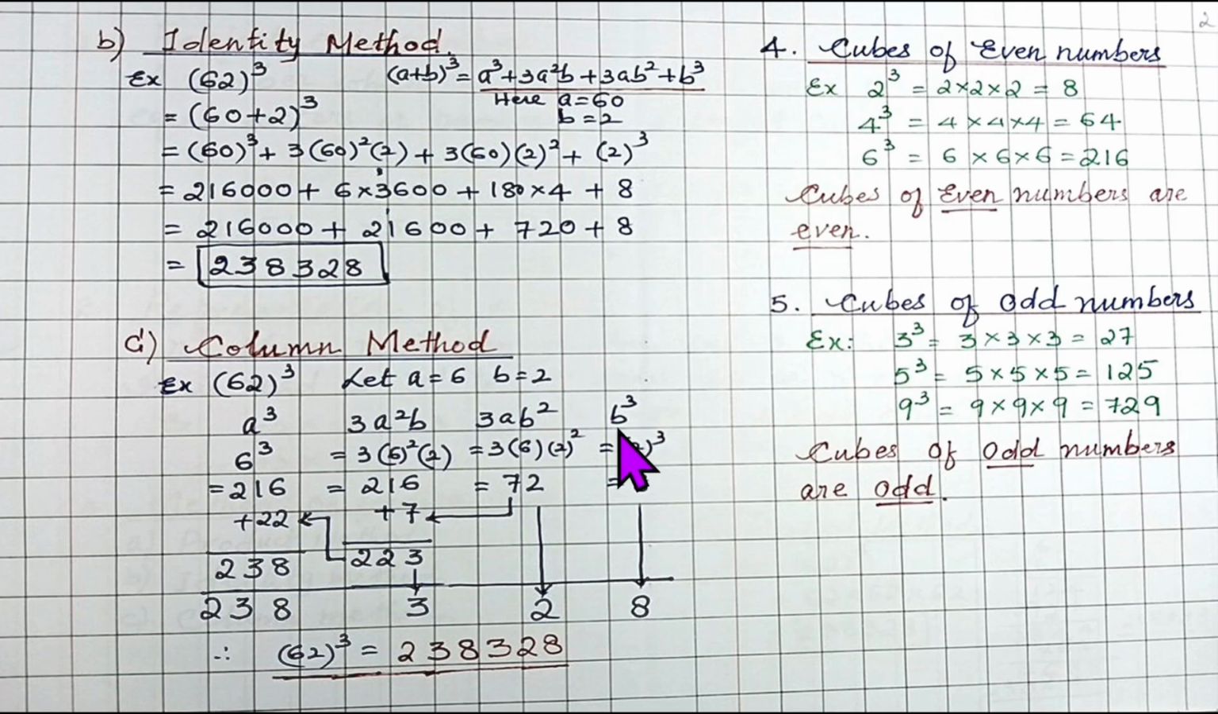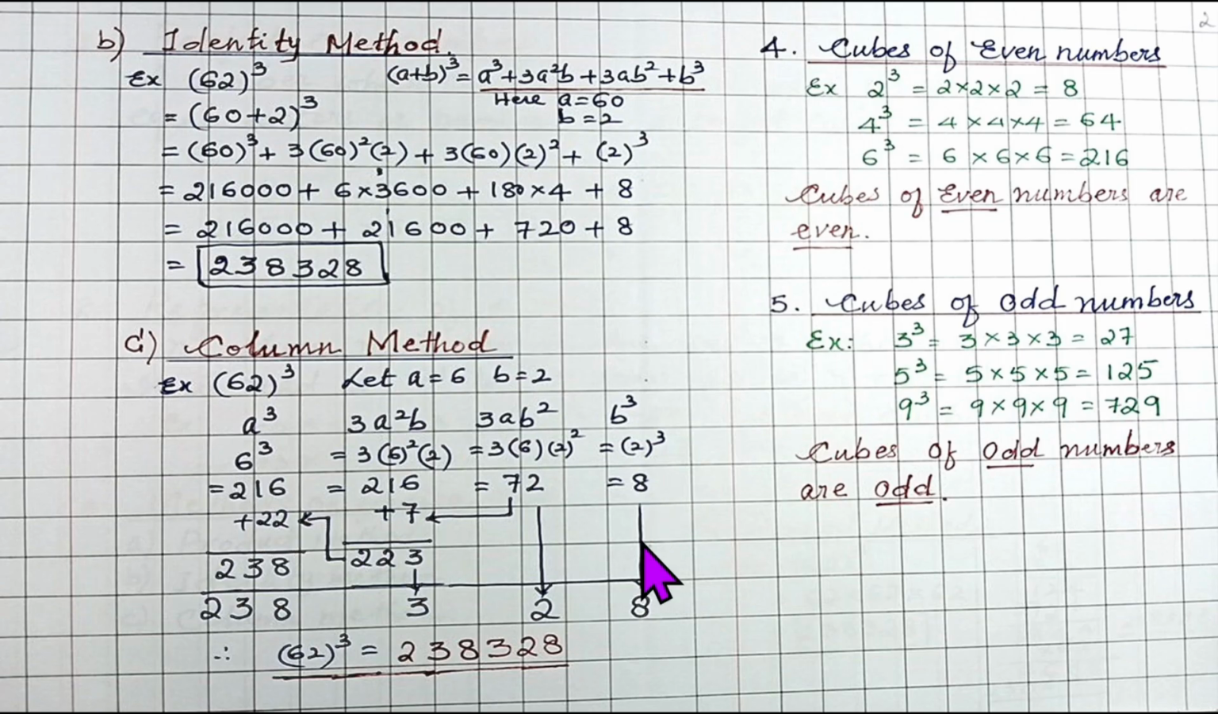Now b being 2, we can get 2 cube and that is 8. 3ab square, a is 6, b is 2, therefore 2 square. So 3 into 6, 2 square, then we get 72. Then 3a square b, a is 6, 6 square, b is 2, then it will be 216. A cube is 6 cube, that becomes 216.